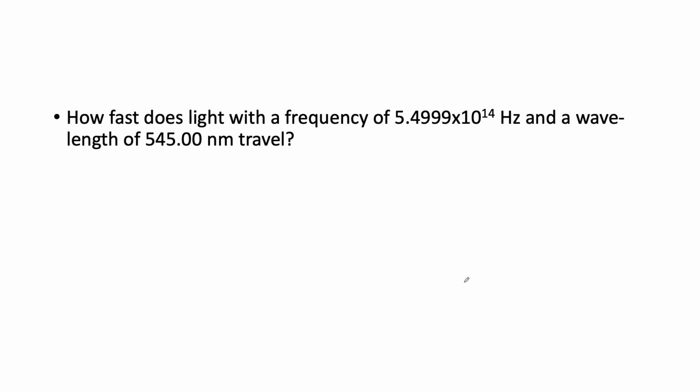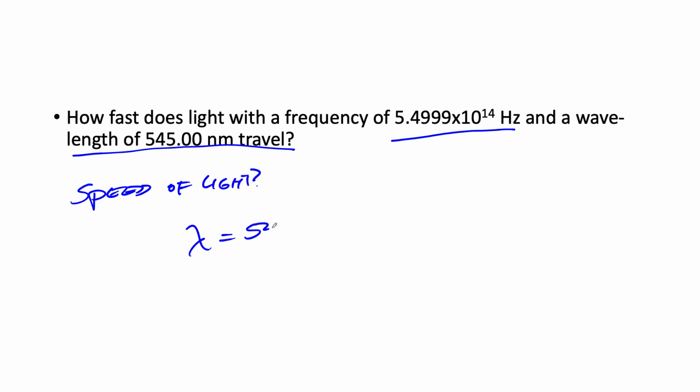So let's take a look at this. All right, so how fast does light with a frequency of this one and a wavelength of 545 nanometers travel? So we're looking for the speed of light. We have wavelength, 545.00 nanometers. This is not in meters, we need to convert.